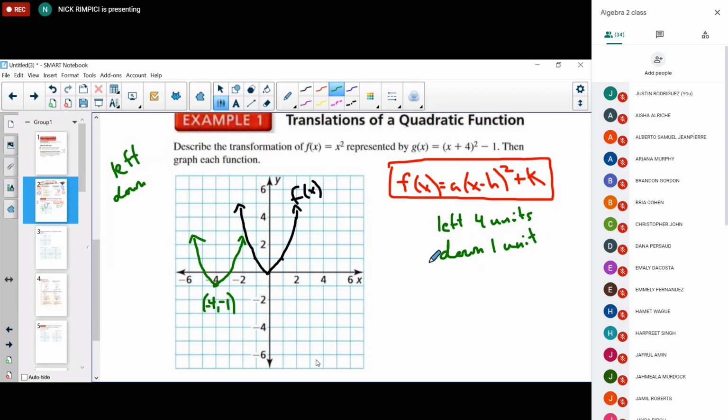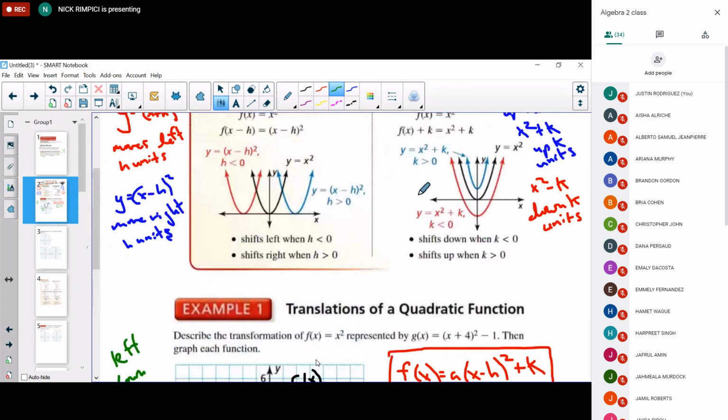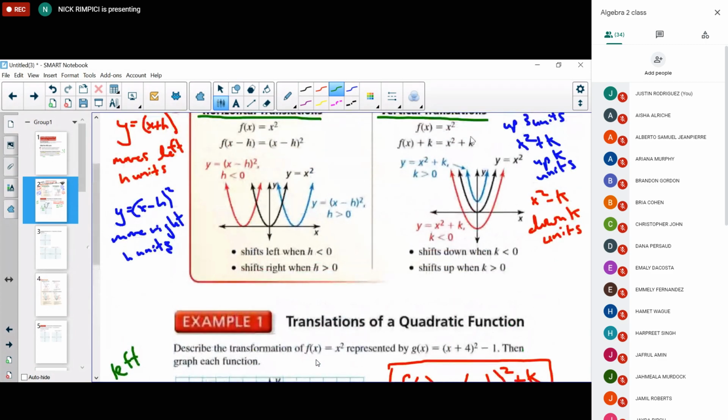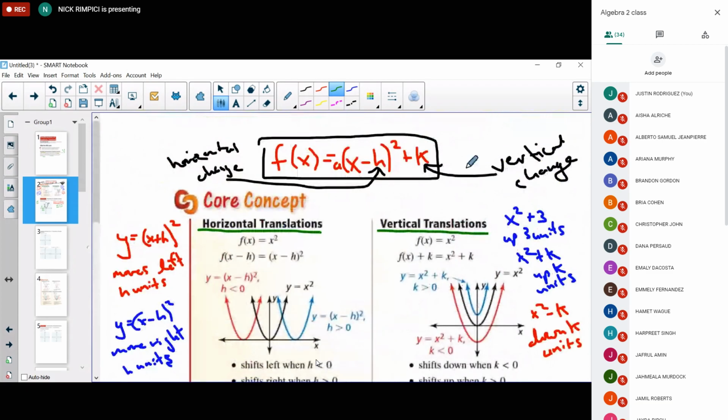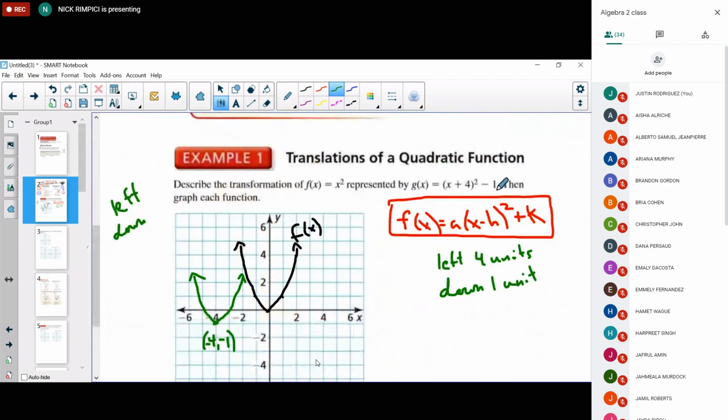Well, I'm actually going to address the down 1 unit first. We talked about this a minute ago. The K value determines the vertical change. So in this question, the K value is -1. Since K is equal to -1, this is why we're moving down 1 unit. The K value determines that, and K is -1. That's why. Now, the H determines left and right.